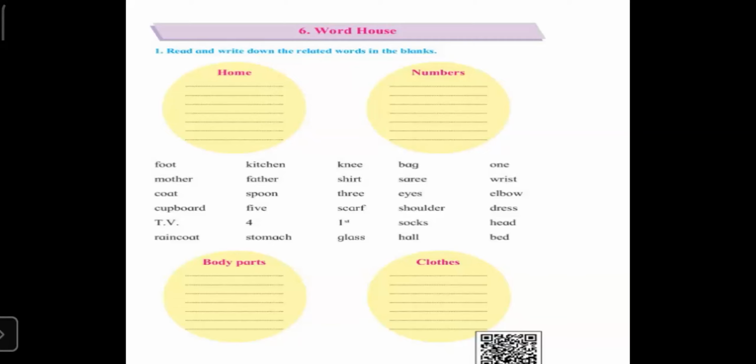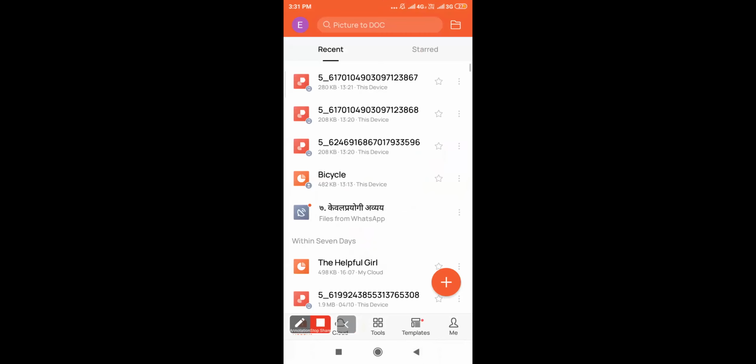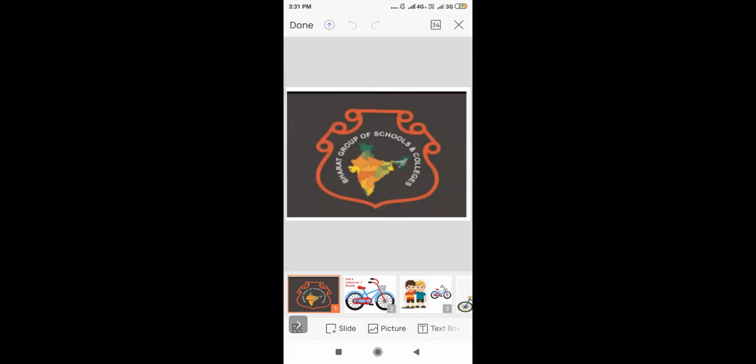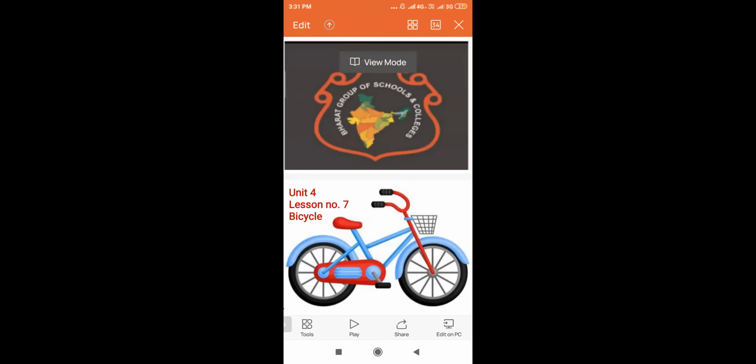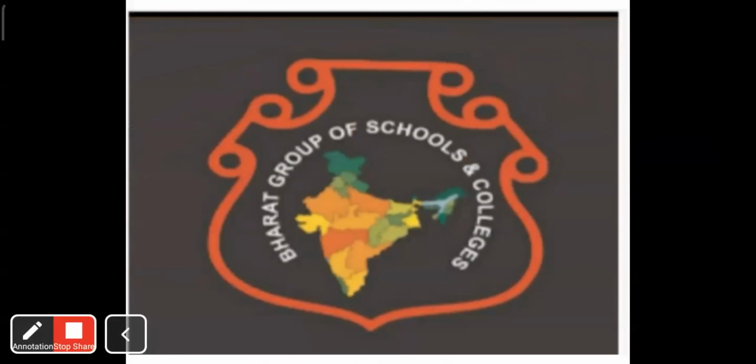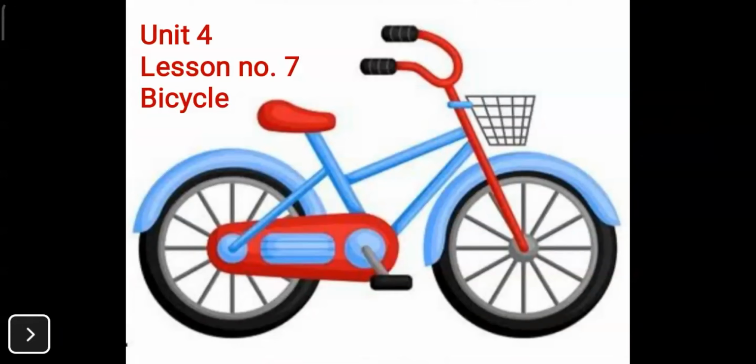Now, we will all move to the next lesson, lesson number 7. See the next page, page number 39. Children, all can see on page number 39. We will begin with the lesson bicycle. What is this picture? The picture is of a bicycle. All of the children, almost all the children like to ride on a bicycle, isn't it?